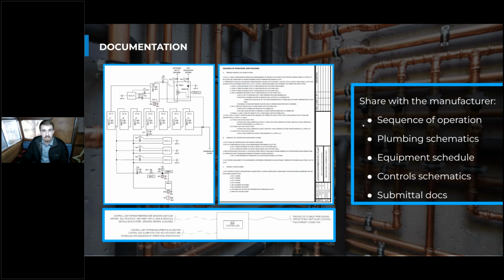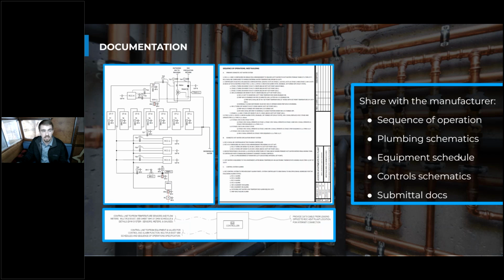So the documentation that is really helpful to share with the rep and this manufacturer as part of this coordination is going to be the sequence of operation, the plumbing schematics, equipment schedule, control schematics, and the submittal documents you've already created. And a lot of this should be shared during the submittal process as well, earlier on.